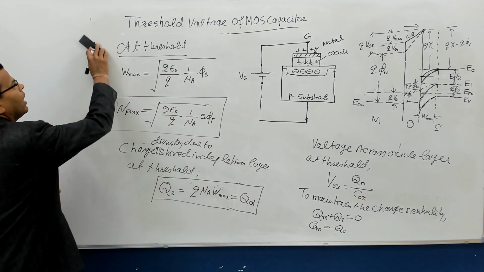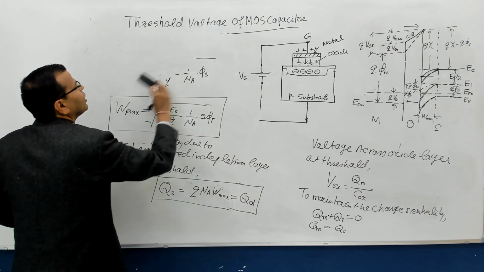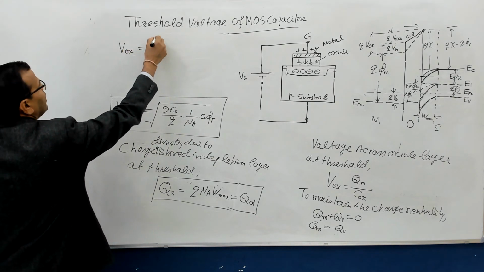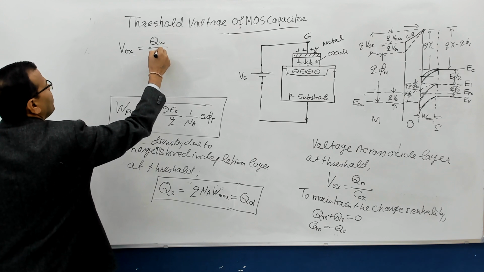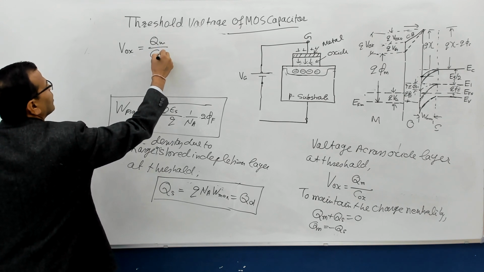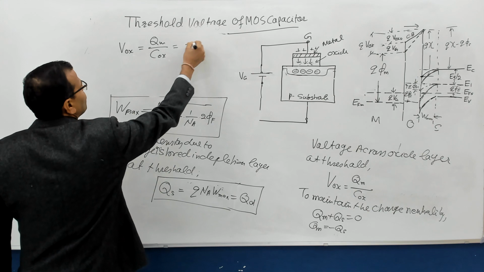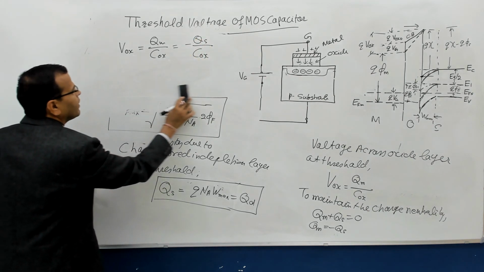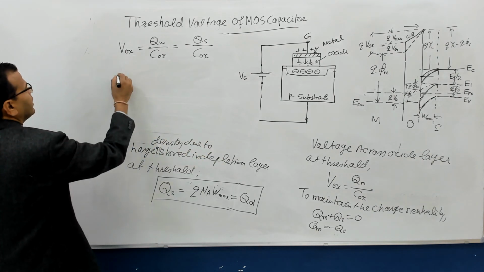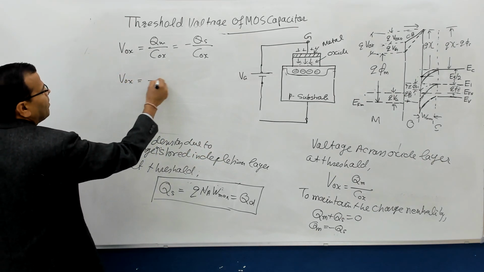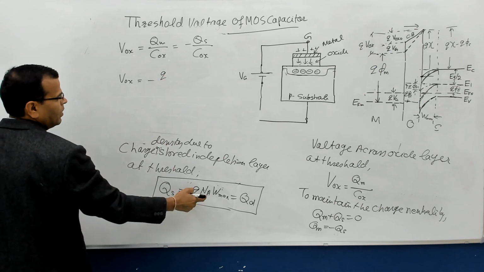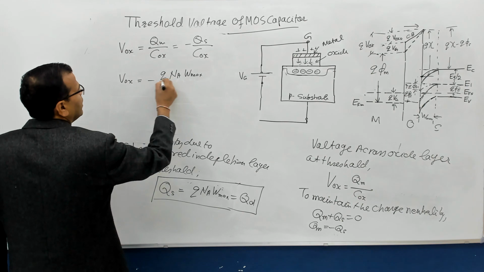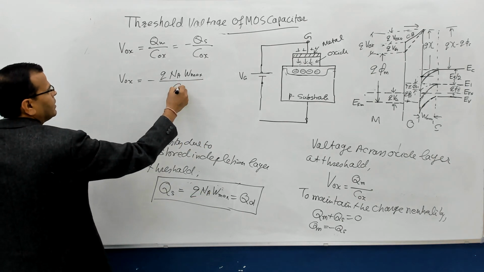So here I will be getting the voltage across the oxide, V0x, equal to what? QM upon C0x, that is equal to minus QS by C0x. And further I will rewrite it as V0x equal to minus Q NA W max by C0x.